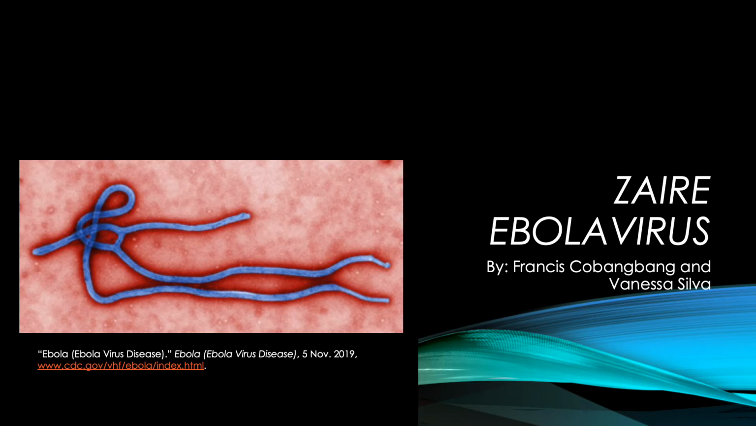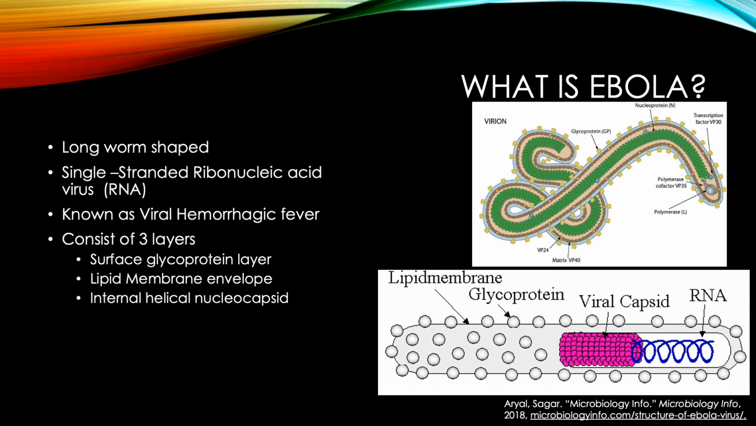Today, we will be talking to you about Zaire Ebola virus and hope to educate you about this type of virus. Ebola is known as a viral hemorrhagic fever. Ebola virus is a single-strand ribonucleic acid virus that occurs on the African continent which usually affects humans and non-human primates, such as monkeys. It is known to have a high mortality rate, approximately 90%, and can damage our immune system and organs, which can eventually lead to internal bleeding.